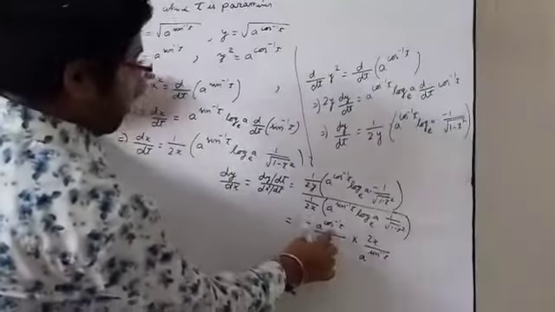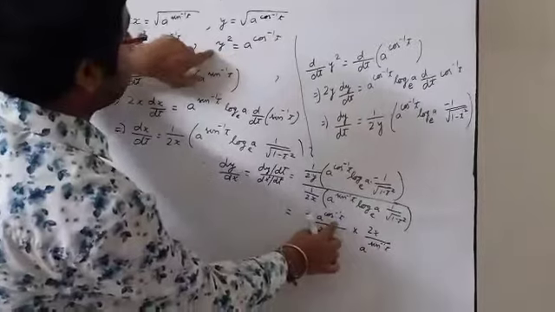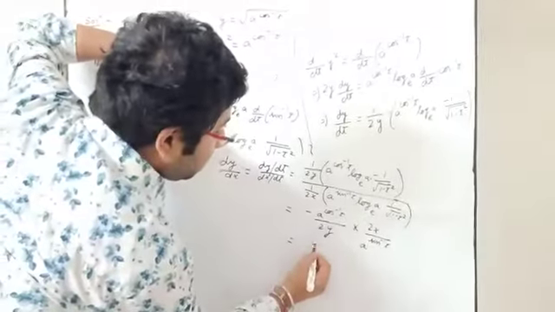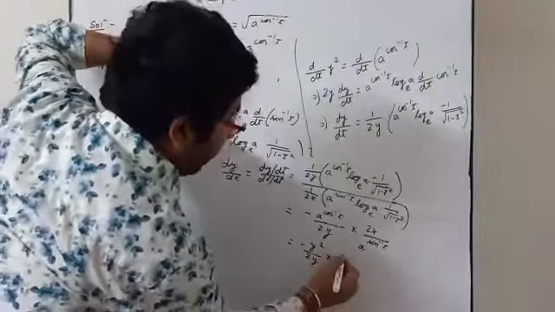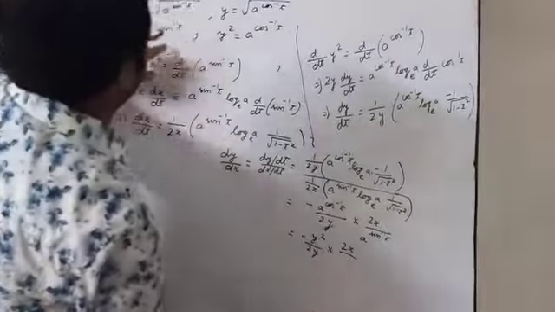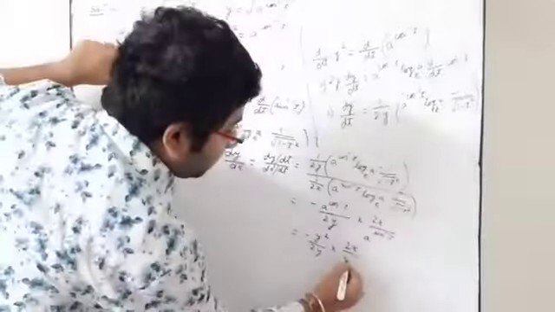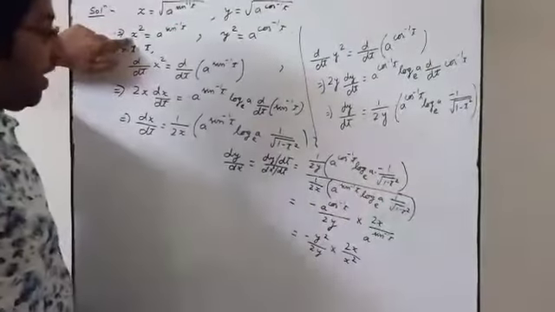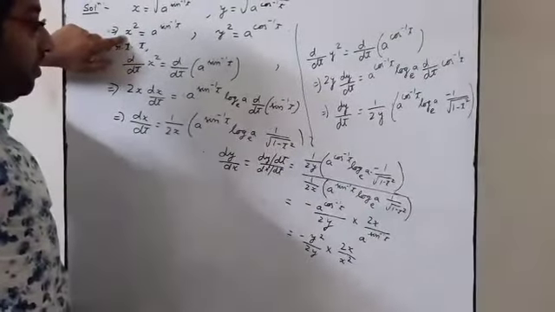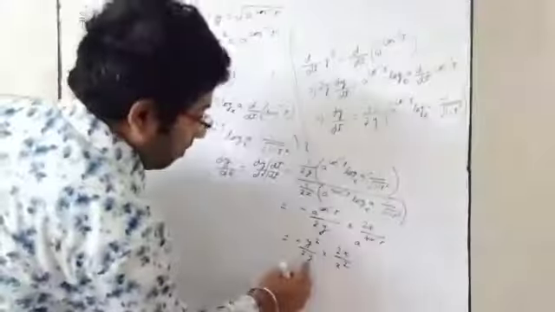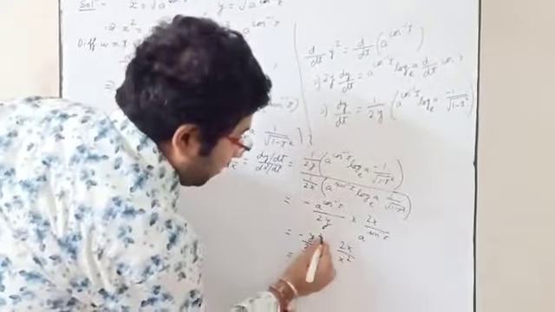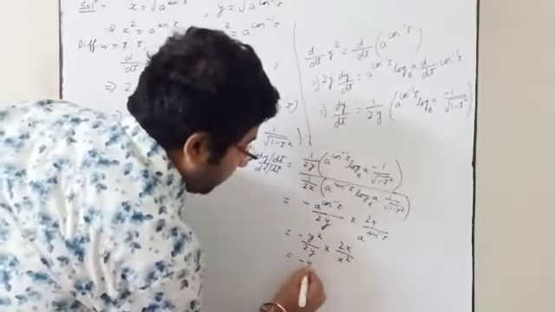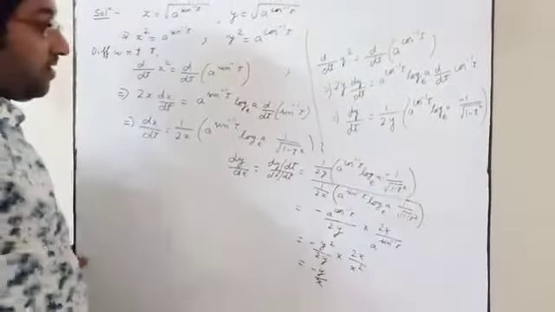Now, what is a to the power cos inverse t? A to the power cos inverse t is your y square. And a to the power sin inverse t is your x square. Is it clear or not? So, 2 cancels, y cancels, x cancels. You are left with minus y by x.